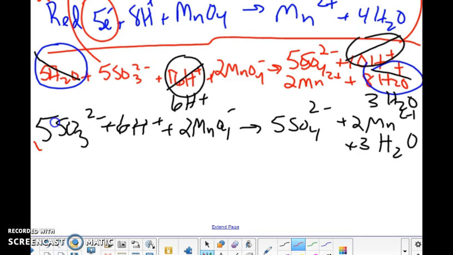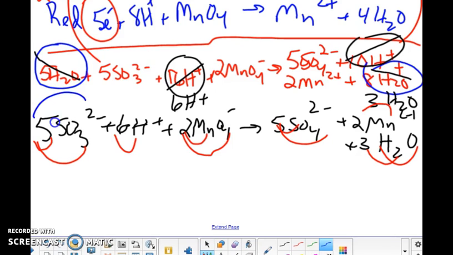Let's check this out. We have 5 sulfurs, 5 sulfurs. Watch your oxygens. We have 5 times 3 is 15, plus 8 is 23 oxygens. Your 5 times 4 is 20, plus 3 more is 23 oxygens. Good. We have 6 hydrogens, 6 hydrogens. 2 manganese and 2 manganese. So let's check out our charges next. Here we have 10 minus plus 6 plus minus 2. If you add that up, it looks like what?